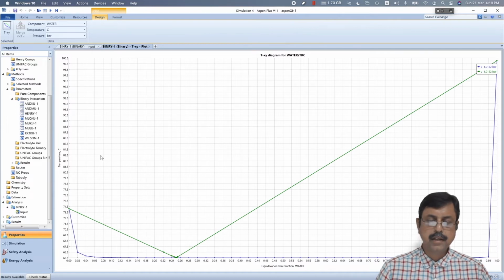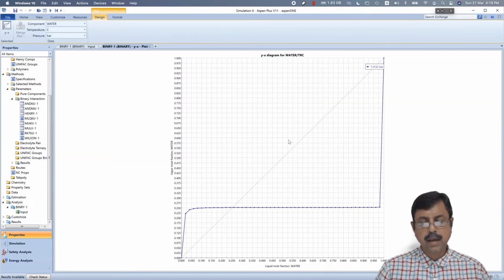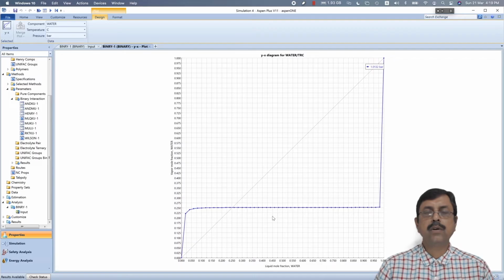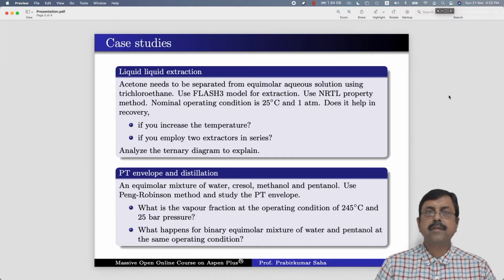Okay, so this is the diagram that we have, and if you check the VLE, Y versus X, you will find like this. So basically this is a liquid-liquid diagram. Basically water and trichloroethane, they do not mix with each other. They have poor solubility. Now we will perform two case studies.